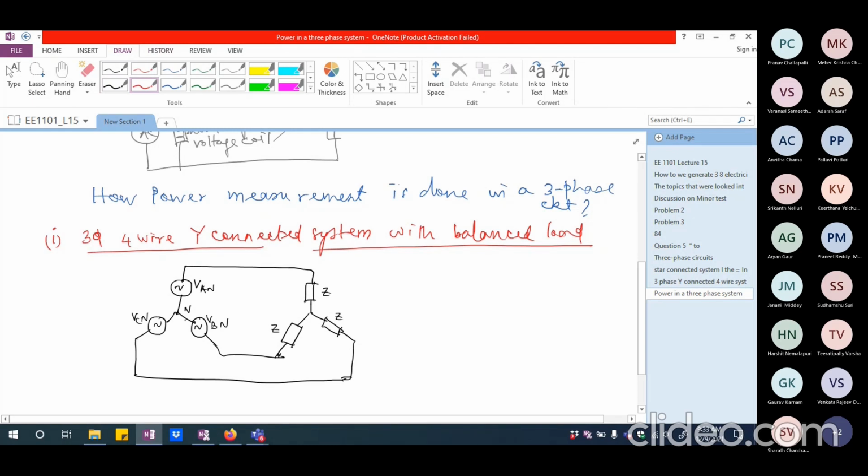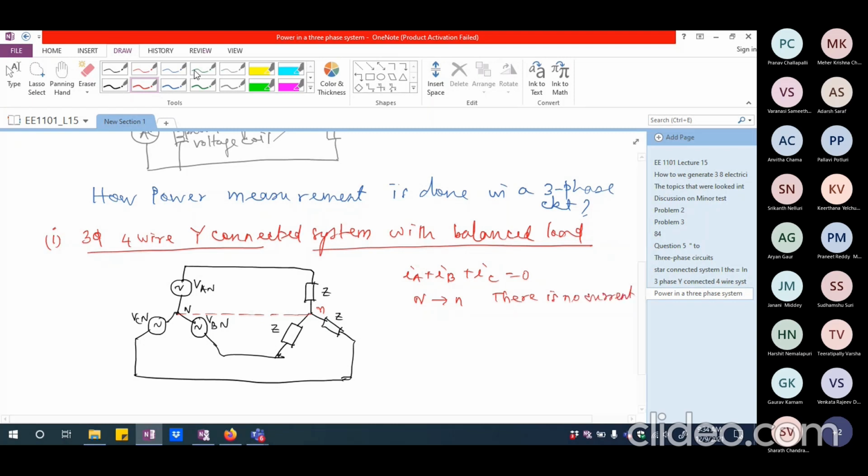which means whether I connect this neutral to this neutral or not, it doesn't matter because I'm not going to have any current between the two neutrals. IA plus IB plus IC is very much going to be equal to 0 because I'm assuming balanced load and balanced source. So between N and N, there is no current. There is no current whatsoever.